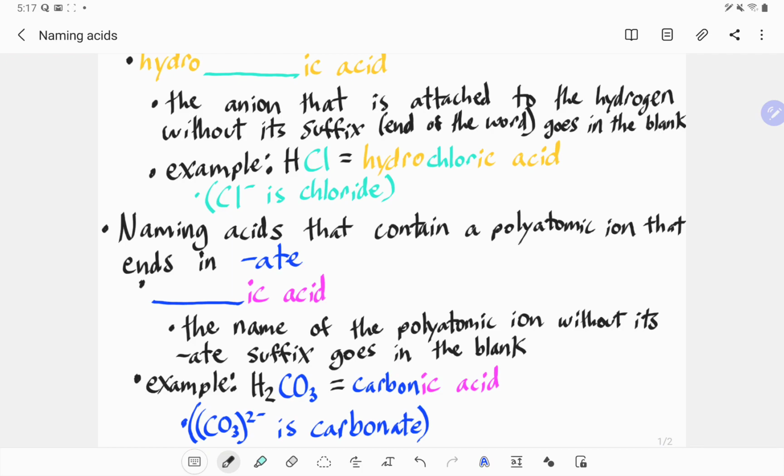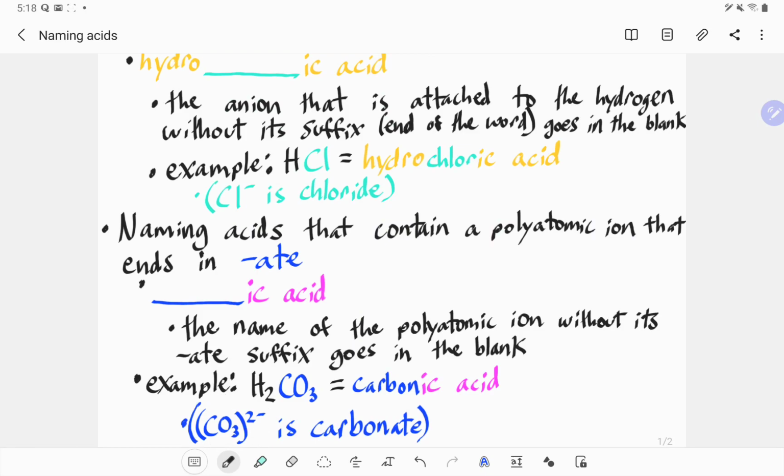So same thing as before, the name of what is bound to the hydrogen minus the ending is going to go in the blank. So the name of the polyatomic ion with its ate suffix canceled is what's going to go in the blank. So our example that we're going to do here is H2CO3. So let's first identify what CO3 is. CO3 is carbonate. Specifically, it's CO3 with a -2 charge.